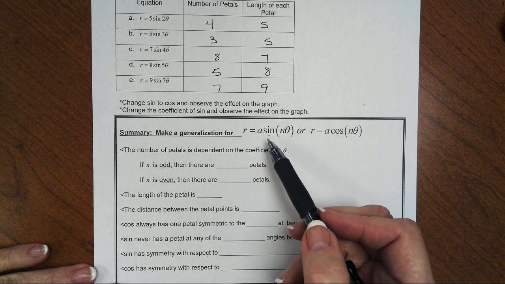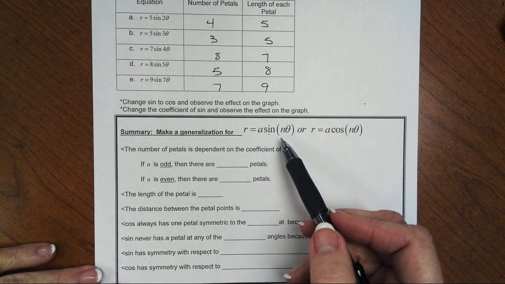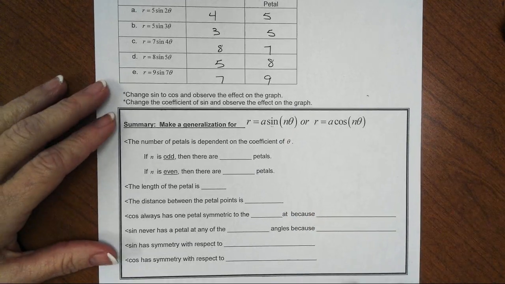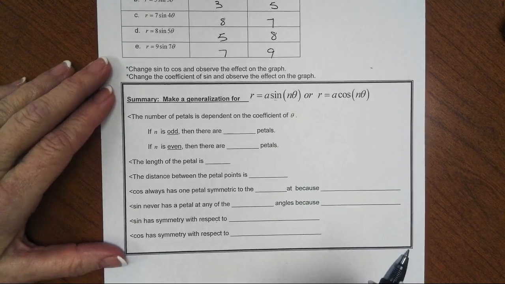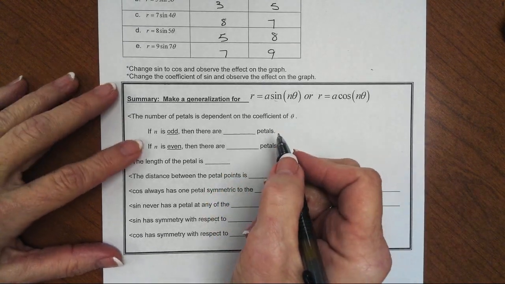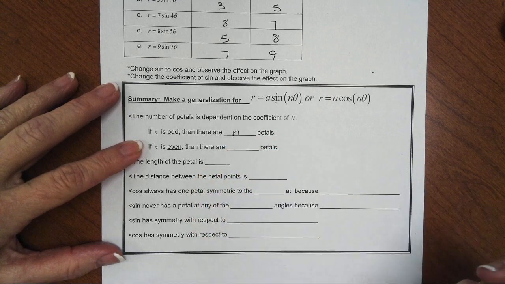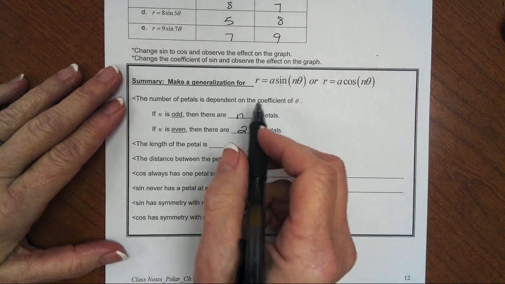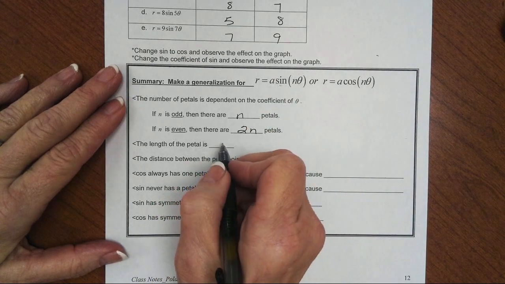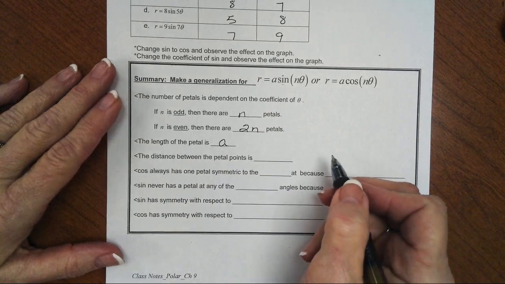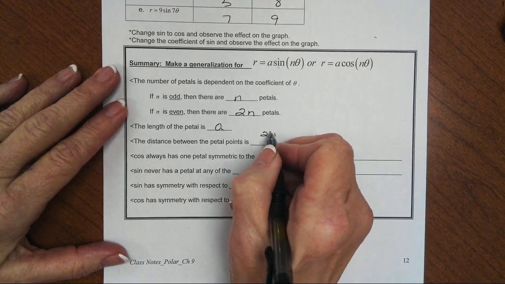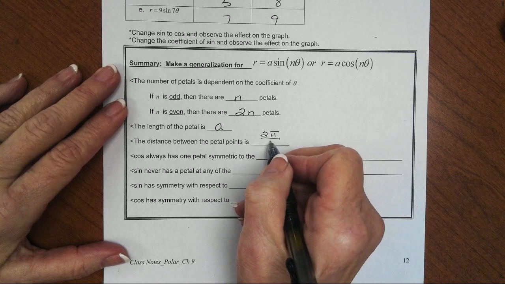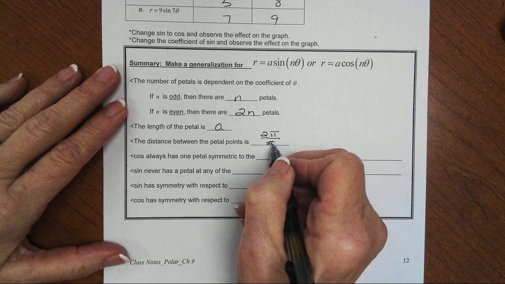You can have them symmetric, with r equal to a times the sine of some coefficient times theta, or times cosine. The number of petals is dependent on the coefficient of theta. If it's odd, then there are that many petals. If it's even, there are twice that many petals. The length of each petal is whatever that first coefficient, a, is. And the distance between the petal points, you just take the total distance around a circle, 2 pi, and divide it by the number of petals, so n, or 2n.